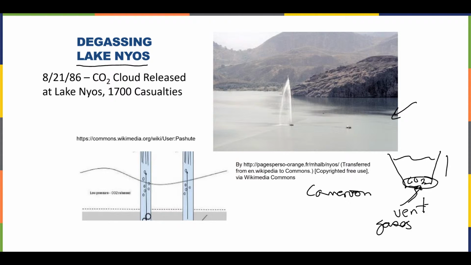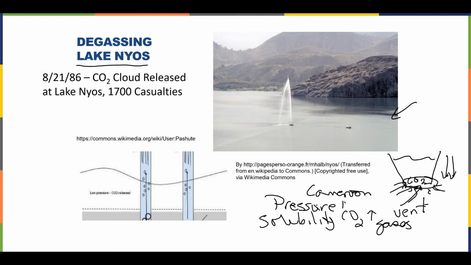This is quite a ways down, at least 100 feet. If this is down at 100 feet, the pressure down here is very high. As the pressure down there goes up, the solubility of the carbon dioxide also goes up. So we dissolve lots of carbon dioxide down here. What happened? Well, what happened was that there was some sort of an earthquake or a landslide, we're not certain, and the lake itself was shaken.